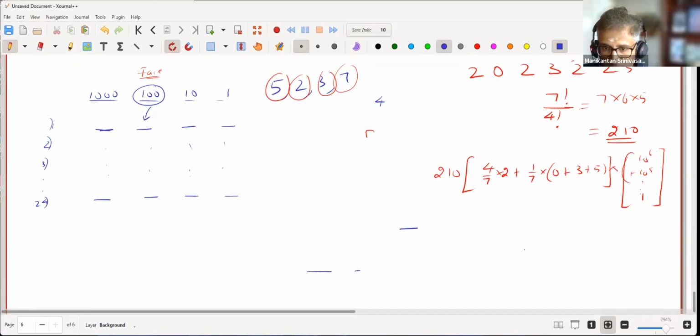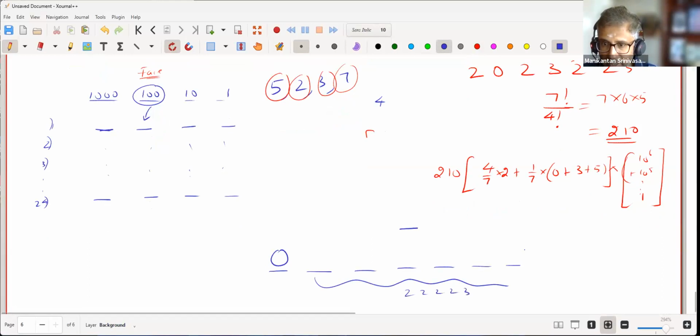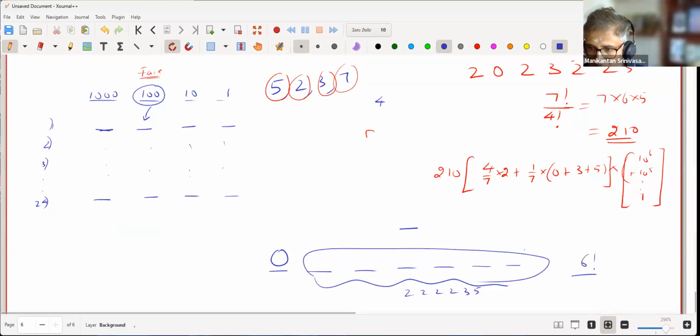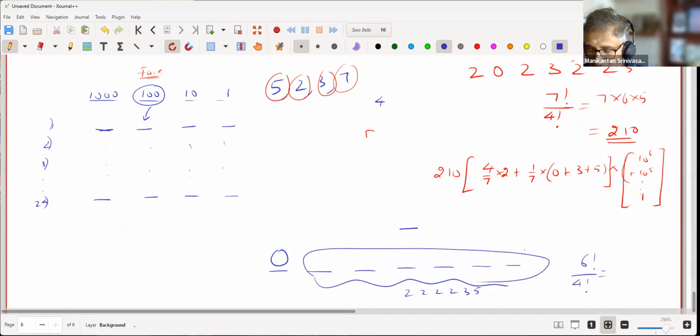So what are those numbers? 1, 2, 3, 4, 5, 6, 7. I'm forcing 0 in the first digit. So I have only 4 2s right now: 2, 2, 2, 2, a 3, and a 5. Effectively, how many numbers are there in this form? It's 6 factorial by 4 factorial, by the same logic. So 6 into 5, as the 4 factorial gets cancelled. Therefore, 30 numbers. Of these 30 numbers, we'll do exactly the same thing.